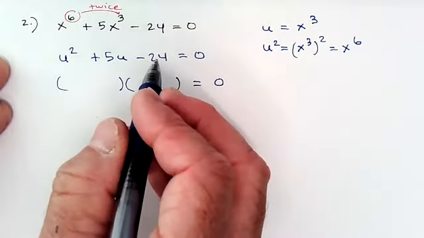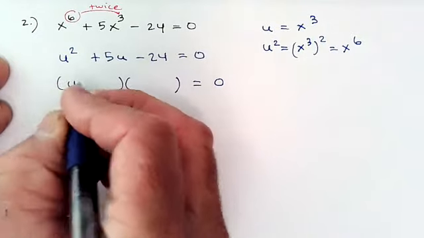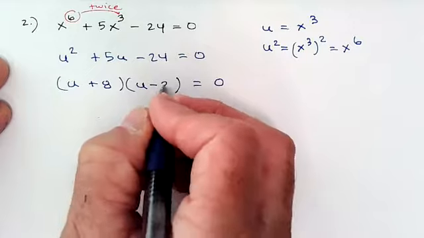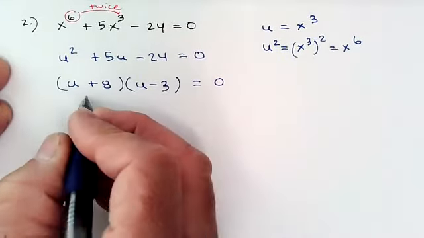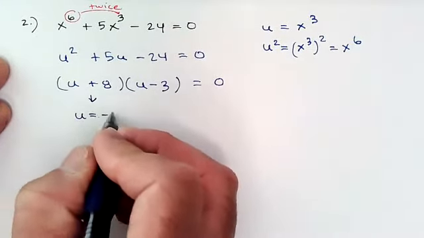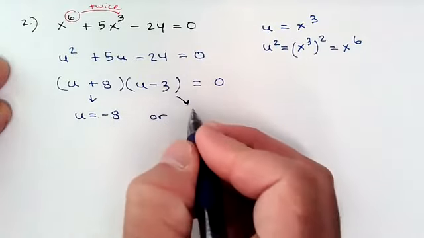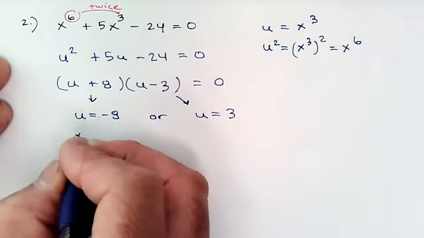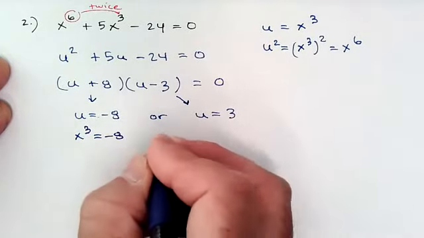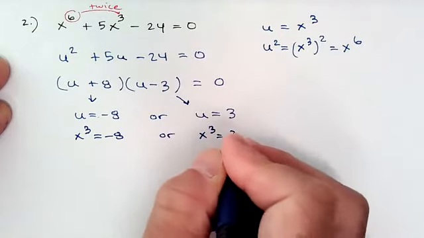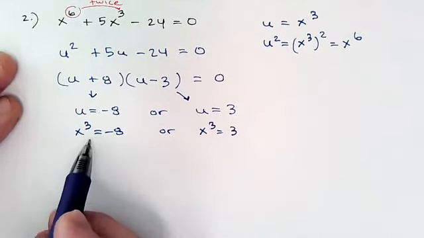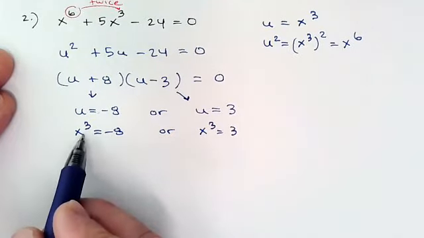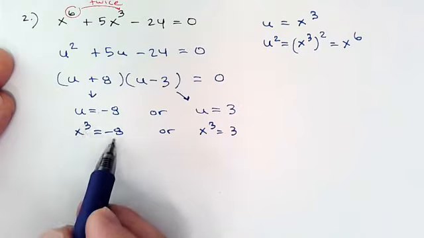So two numbers that multiply to negative 24 and add to 5. Well, it's u plus 8 times u minus 3 this time. So I'm going to get u equals negative 8 or u equals 3. Plug back in. So this tells me x cubed equals negative 8 or x cubed equals 3. And just remember the previous problem: we had x squared equals negative 8, and that had no solution. But you can cube a number and get negative 8.